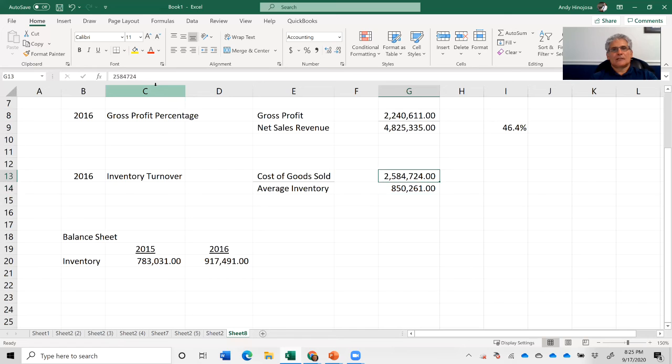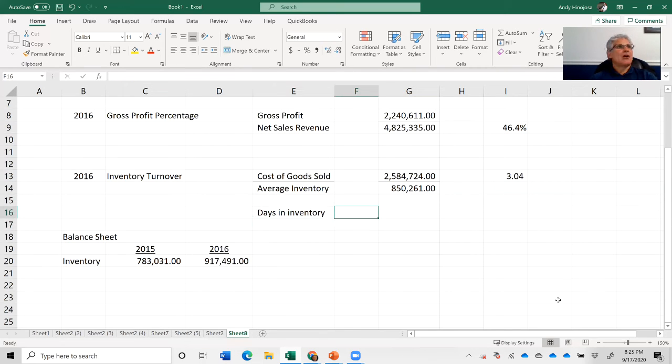850,261. So the inventory turnover, the number of times I've turned over the inventory in 1 year, can be computed by taking the cost of goods sold and dividing it by the average inventory, which in this case is 3.04 times in 1 year.